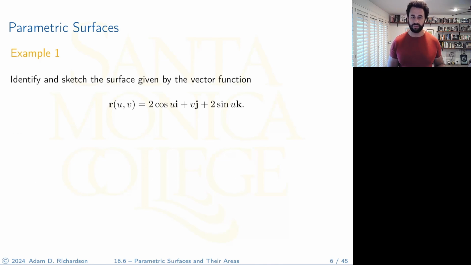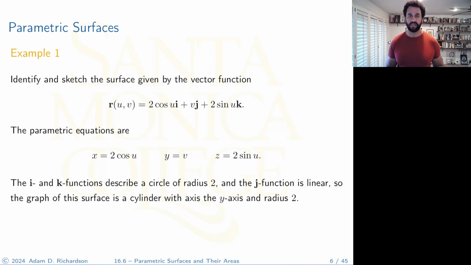So putting all this together, this vector function actually describes a cylinder, right? So X is 2 cosine U, Z is 2 sine U, so you've got this circular behavior in the XZ plane. And then Y is just V, so you're just extending in the Y direction. And then you've got a cylinder whose axis is the Y-axis and the radius is 2, because these coefficients are 2. So this is a vector function that describes that cylinder.